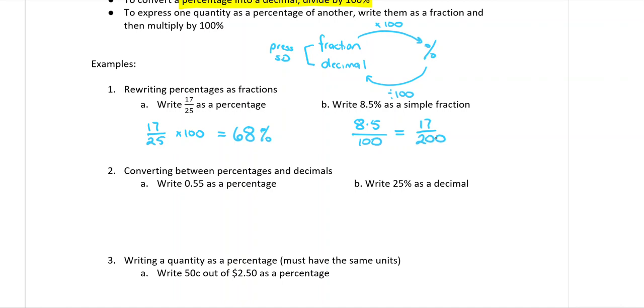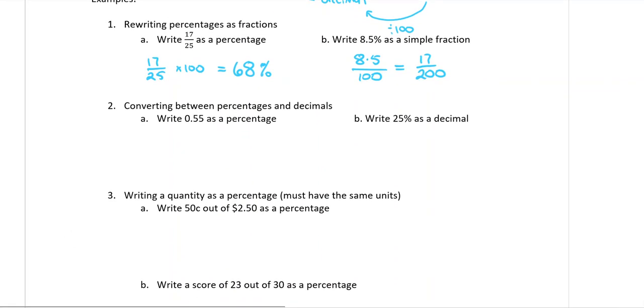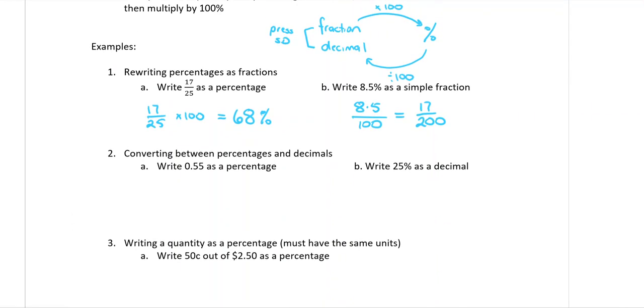Okay, question 2. We're now going to be converting between percentages and decimals. Last one we focused on fractions, now we want to focus on decimals. So I have 0.55 decimal, and I want to write that as a percentage. So decimal to a percentage, I have to times it by 100. So it's 0.55 times it by 100.